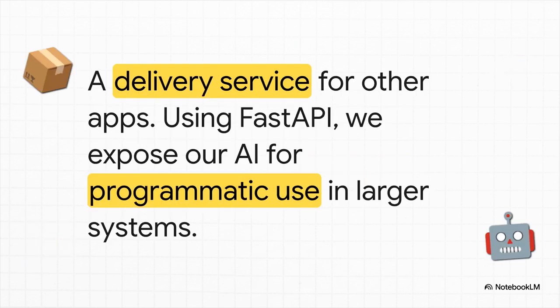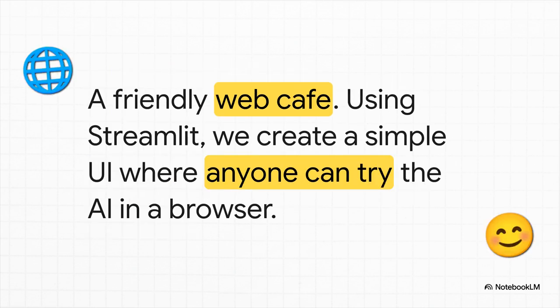Our second method is the API. This is our restaurant's high-tech delivery service. With FastAPI, we create a way for other apps to call our AI and get results. This is how you'd let other programs, maybe a mobile app or another website, use your new tool. It's all about integration.